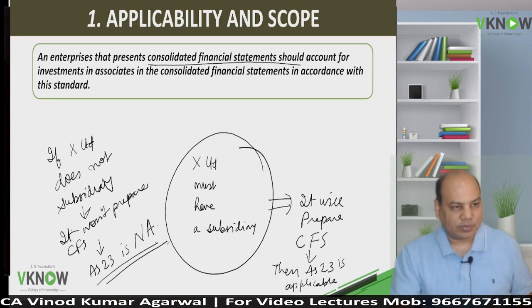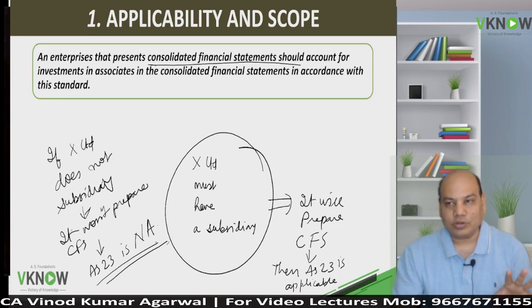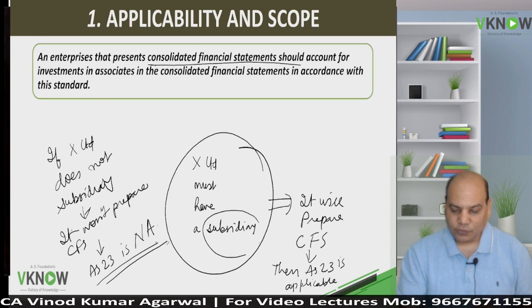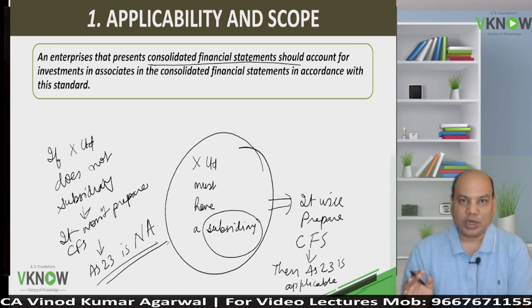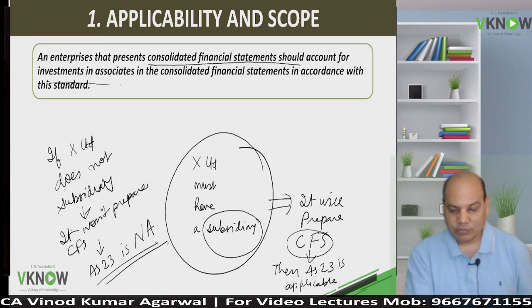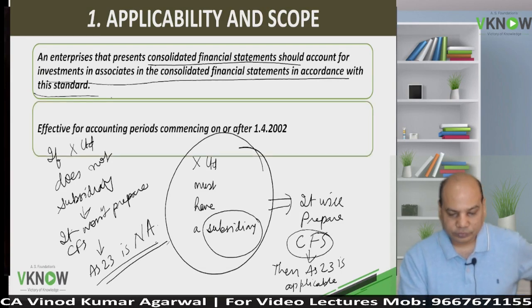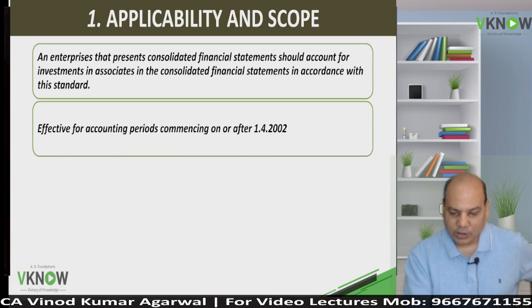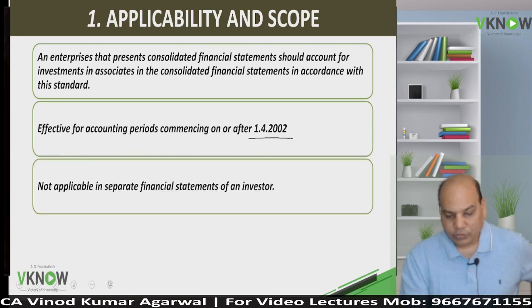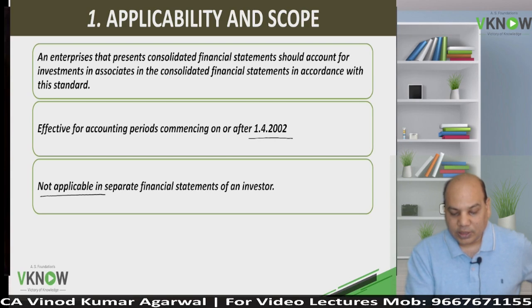AS23 is not applicable. So one has to also ensure that if a company wants to follow AS23, it can follow only if it has a subsidiary. That means it should have a consolidated financial statement. If it is not preparing a consolidated financial statement, then this standard AS23 is not applicable. This standard became effective from 1/4/2002, and it is not applicable in separate financial statements.